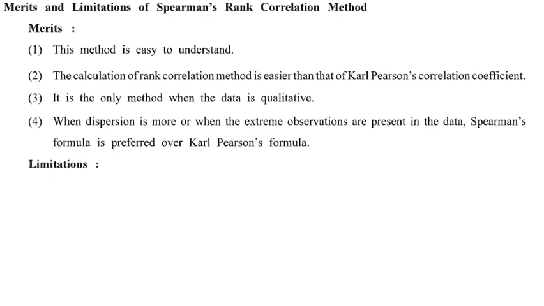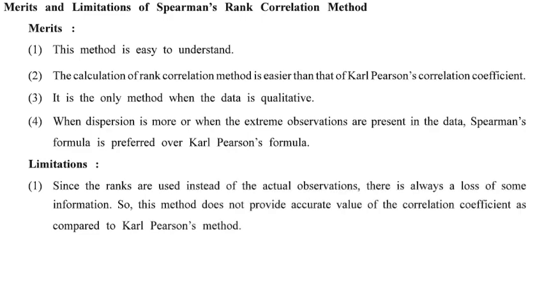The limitations. First one, the ranks are used rather than the actual observations. So naturally, when we convert the data into ranks, there is a loss of information. The data gives us accurate information. The ranks do not give us the accurate information, and due to the loss of information, this method does not provide an accurate value of the correlation. Rather, it's more like an average or estimate of the answer.